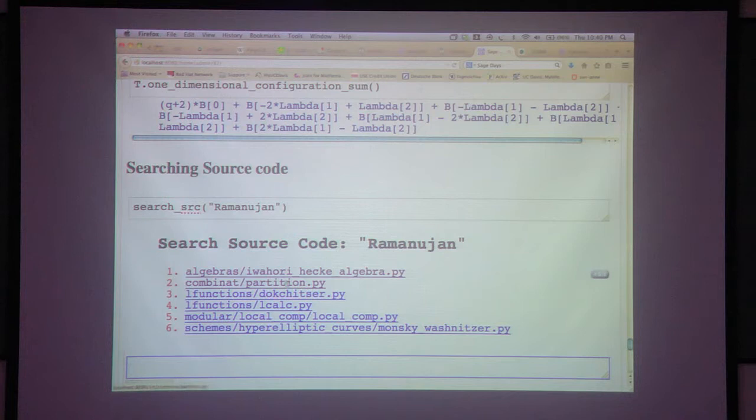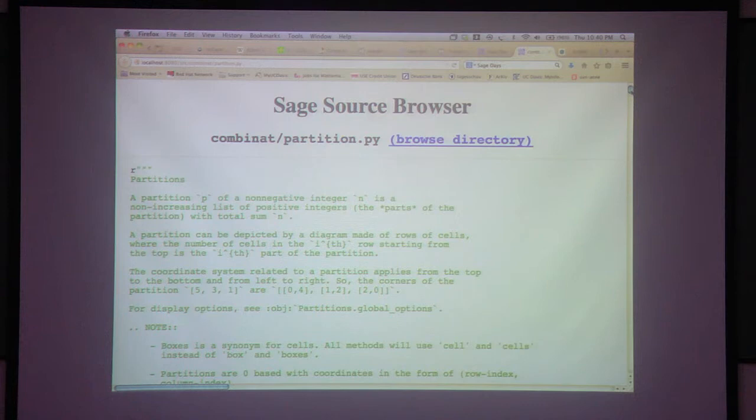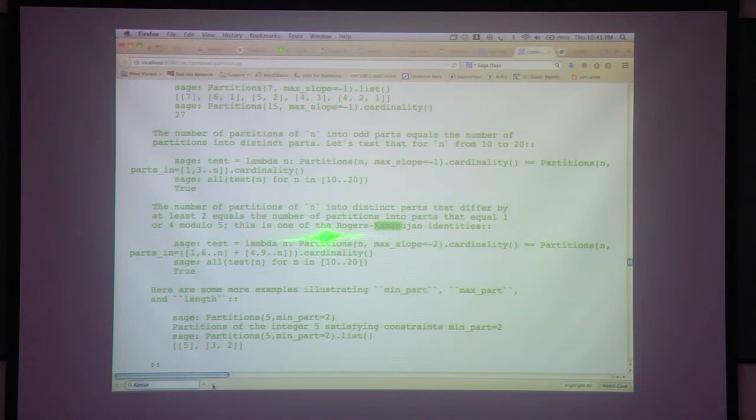if you look here, you just click on it and you go actually to the source code, right? So with open source software, you can look at the code. If I search for Ramanujan, it appears here and it says Rogers-Ramanujan identities. It's basically just a test. It tests whether the number of partitions of n into distinct parts, where the parts differ by at least 2, equals the number of partitions with parts equal to 1 and 4 modulo 5. I don't know if you are familiar with these identities, that's what they do. And here's just a test in SAGE that that's true. So that's all I could find about Ramanujan in the SAGE source code.